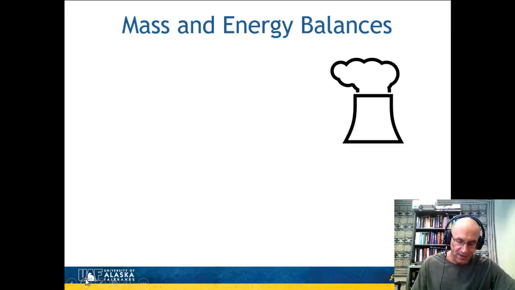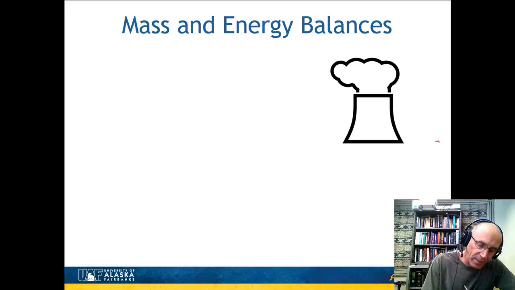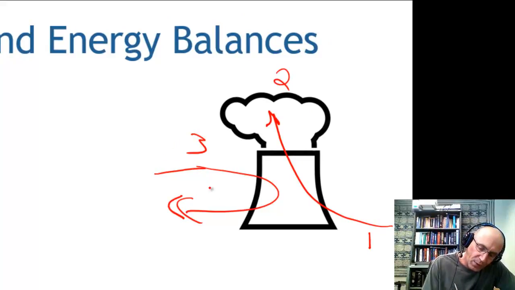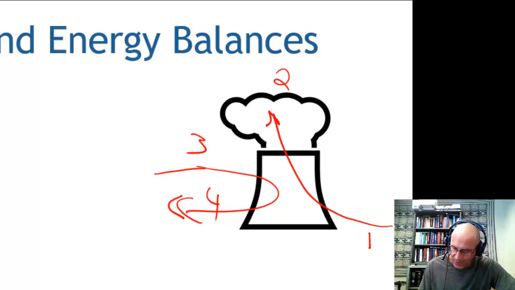So I've got my cooling tower. Remember, I've got air coming in and then coming out the top there, and then I have water going in that direction. So let's go ahead and number these streams. I'll call it stream 1, 2, and then this will be 3, and that will be stream 4. So let's go ahead and look at our mass and energy balances.